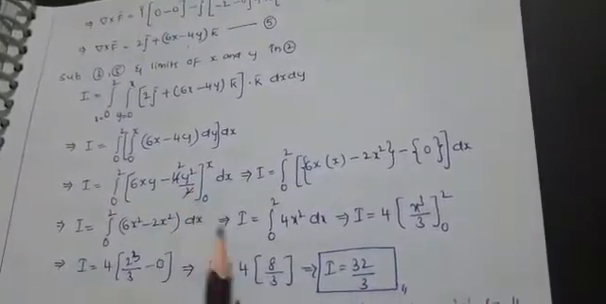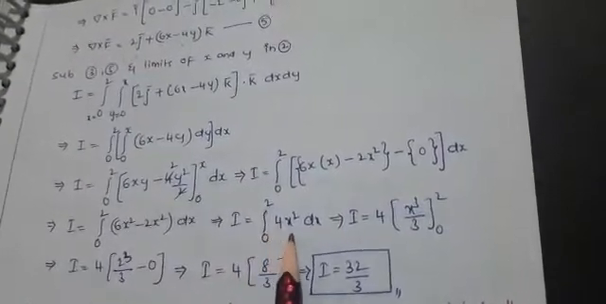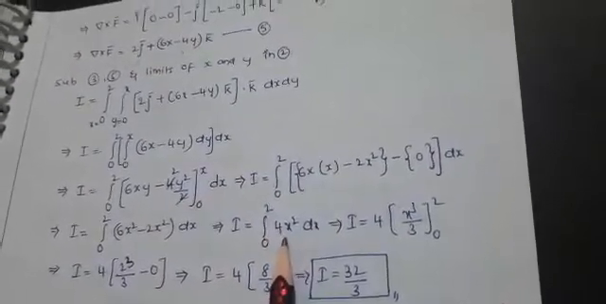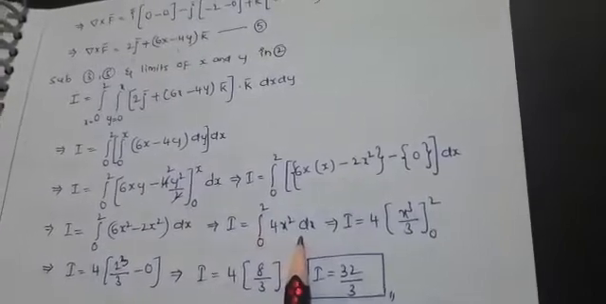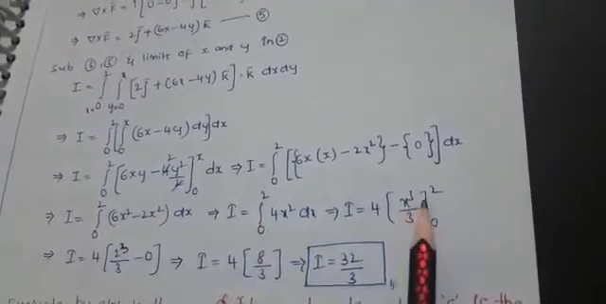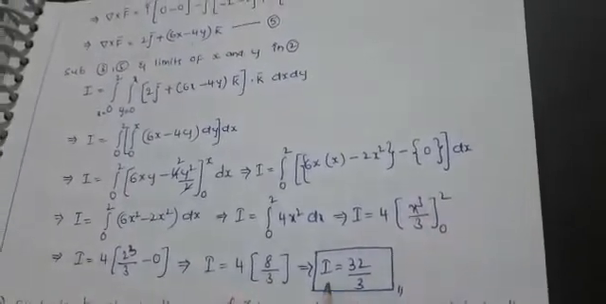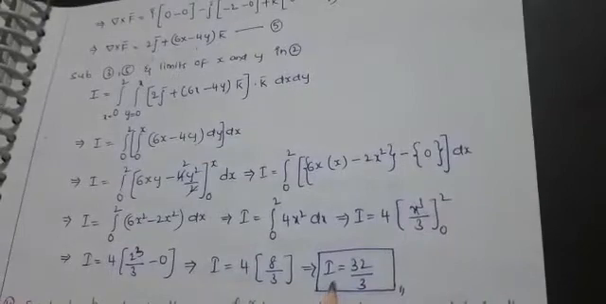On simplification, we got I is equal to integral 0 to 2 of 4x square dx. Now you apply the integration with respect to x, you will be getting 4 into x cube by 3. Apply the limits, upper limit minus lower limit. On simplification, we got I is equal to 32 by 3.